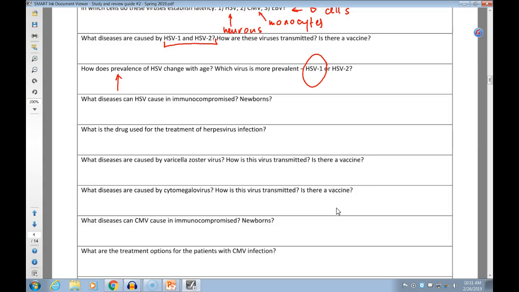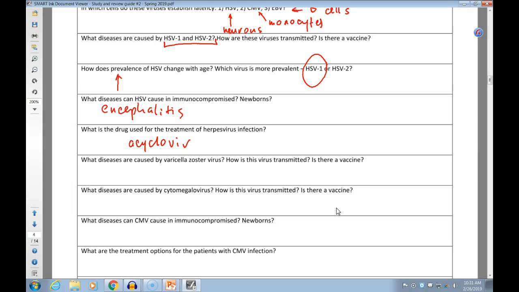Does that make sense so far? HSV can cause encephalitis in immunocompromised and a bunch of other diseases. I really want you to focus on encephalitis. In newborns, all you need to know is that congenital HSV is extremely severe. Acyclovir is used to treat herpesvirus infection.